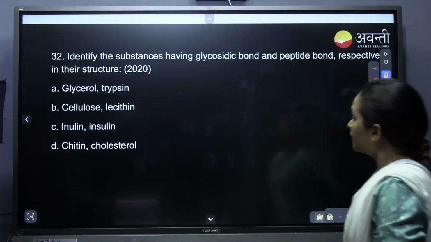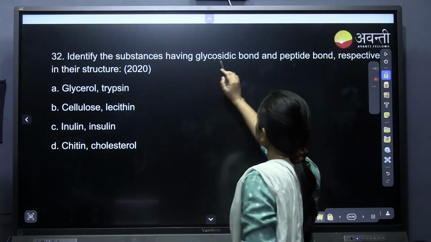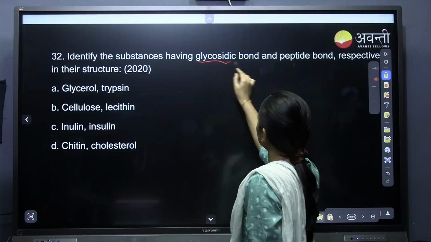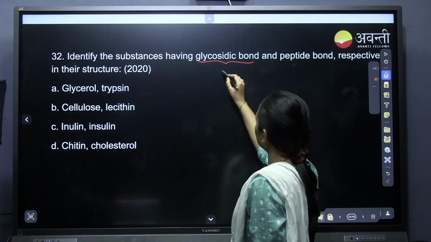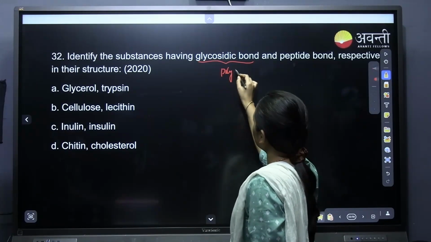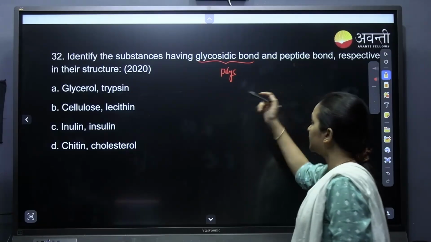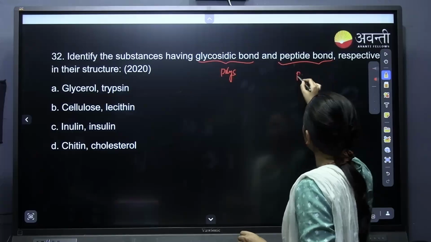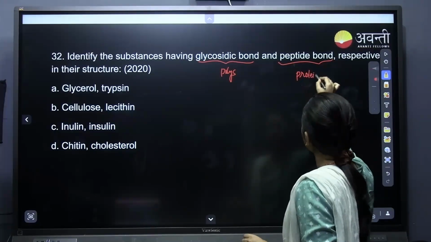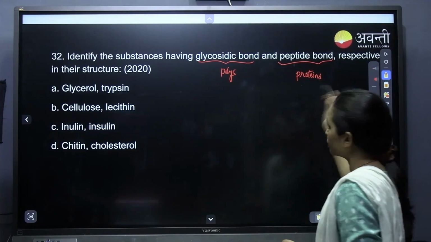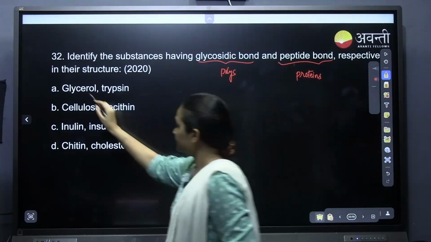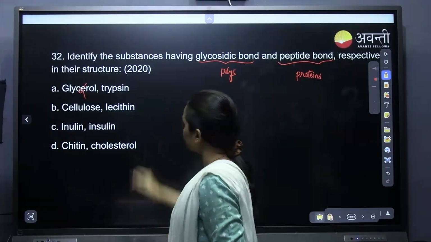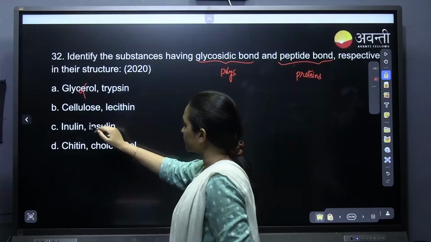Easy. Okay, identify the substance which has a glycosidic bond. Where are the glycosidic bonds? Polysaccharides or carbohydrates have the glycosidic bond, and the peptide bond is in proteins. Now glycerol is a lipid. Trypsin is a protein. Okay, fine.